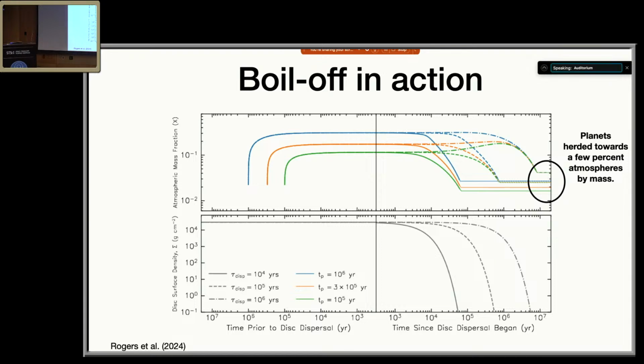Essentially, the key timescale is the ratio between the cooling time of the planet and the disk dispersal timescale. So if you make the disk dispersal timescale longer, you make this process much less efficient, which you can see here: the longer disk dispersal timescales, they lose less mass. And if you make disk dispersal so long that it's slower than the cooling timescale, then the planets will just keep everything.